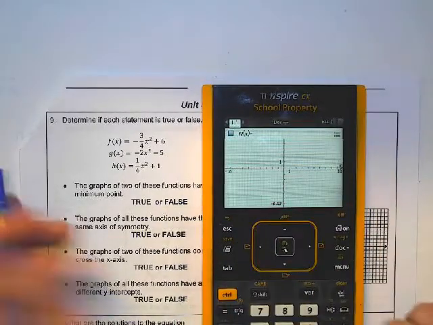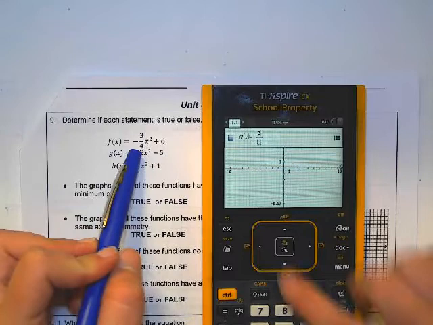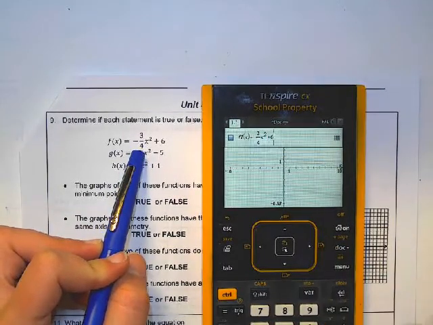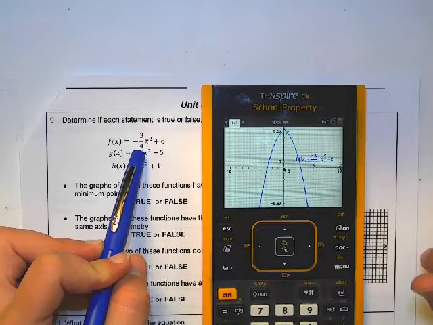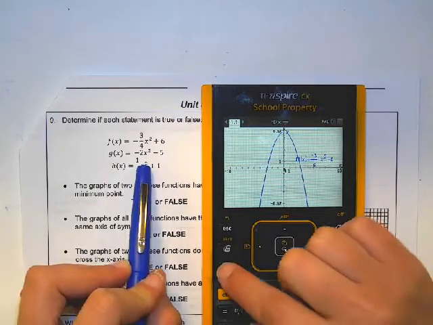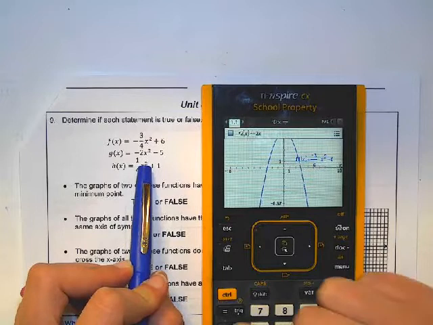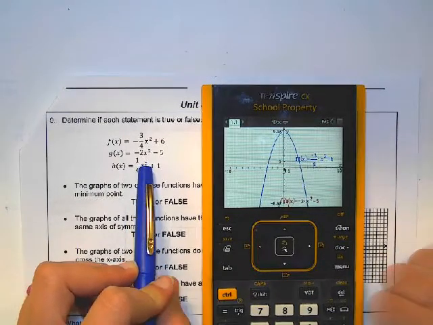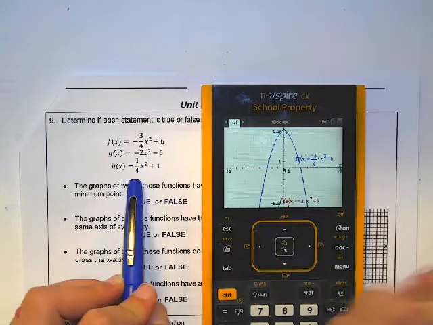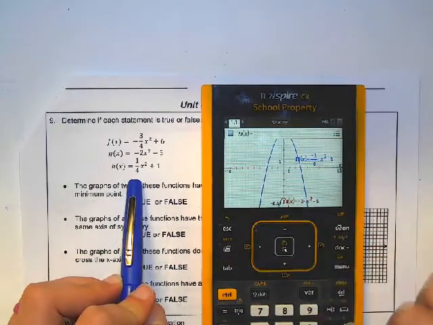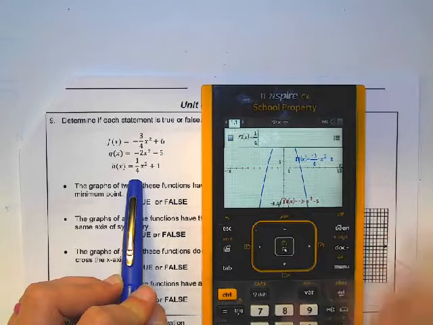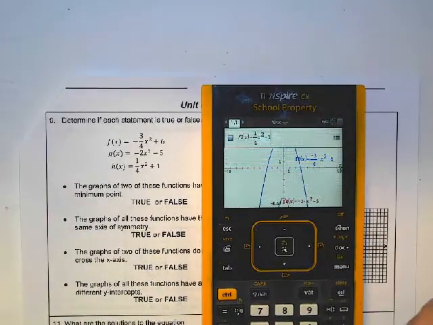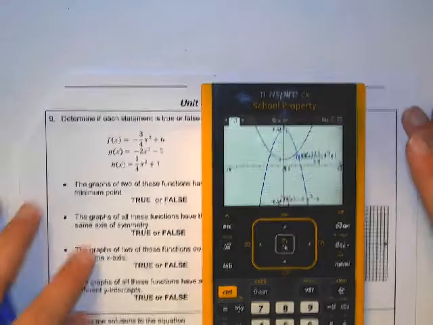So I'm going to start with negative, control divide, 3 over 4, x squared plus 6, enter. There's my first graph. My second graph, hit tab, negative 2x squared minus 5. There's my second graph. Then I'm going to do the third graph. Tab, control divide for a fraction. 1 over 4, x squared plus 1.